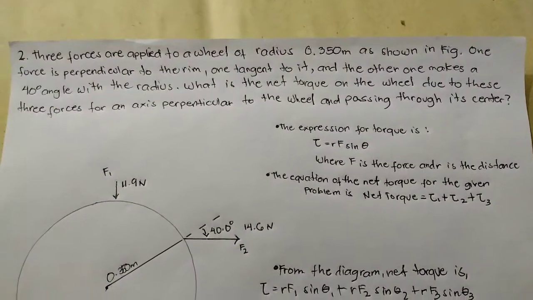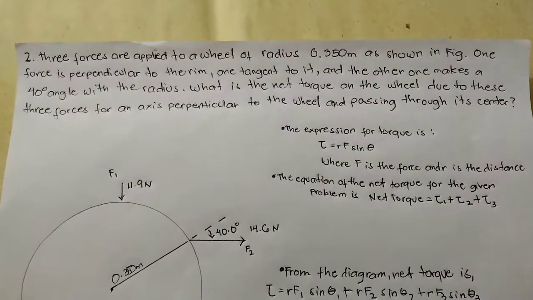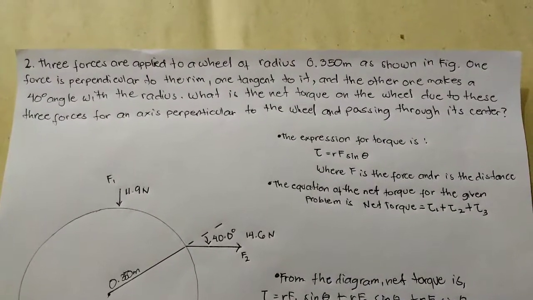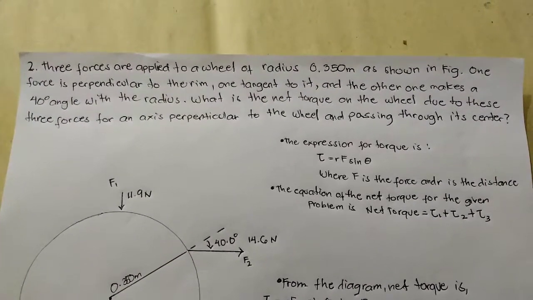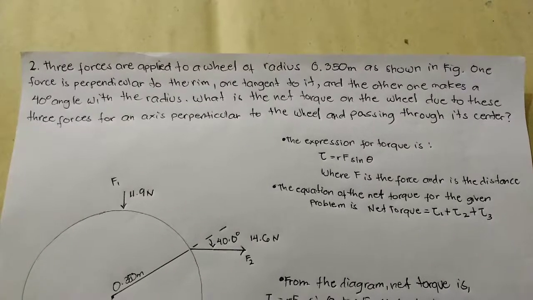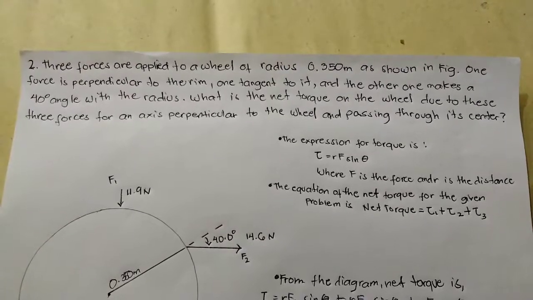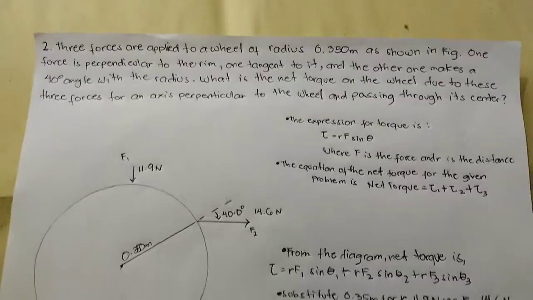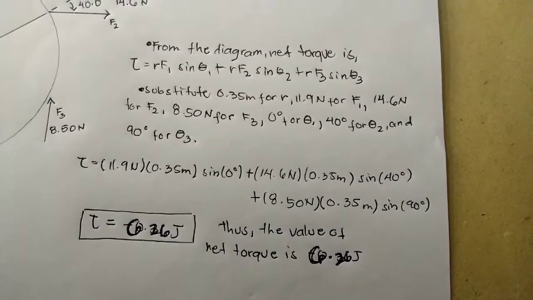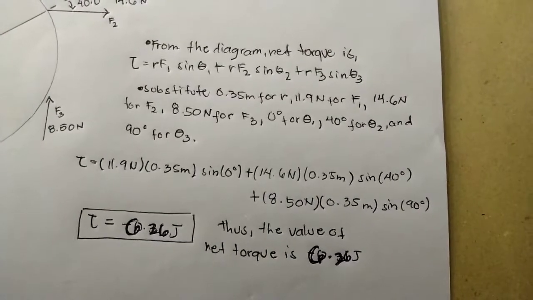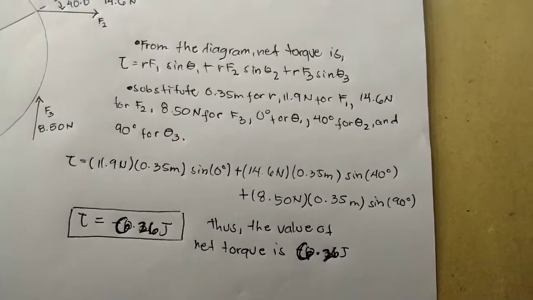For torque, the expression is torque equals R F sine theta, where F is the force and R is the distance. So, the equation of net torque is given. Net torque is equal to torque sub 1 plus torque sub 2 plus torque sub 3. From the diagram, net torque equals R F sub 1 sine theta sub 1 plus R F sub 2 sine theta sub 2 plus R F sub 3 sine theta sub 3.